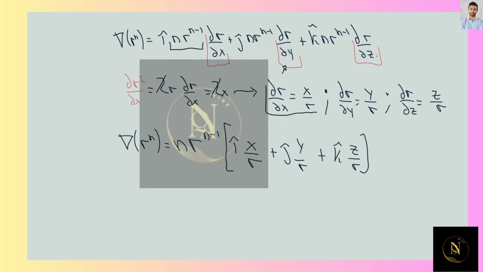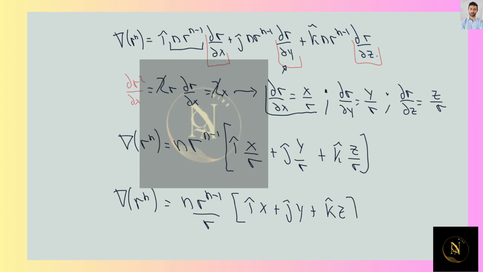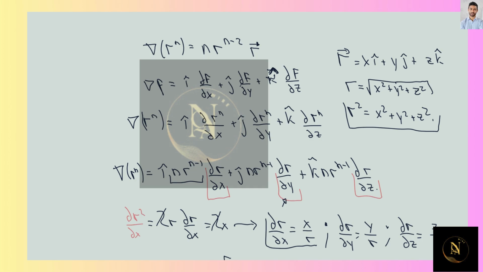We can again factorize the 1 over r, and we get n times r to the n minus 1 divided by r, times i times x plus j times y plus k times z. And now let's identify this section as the r vector, the vector that we defined earlier. So this is nothing but my vector r over here.